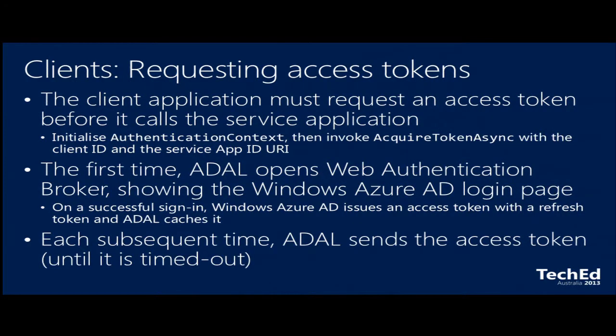The client application nonetheless has to acquire that token. That's an asynchronous operation. If it's acquiring that token for the first time, it will pop a login page to the end user. It's actually hosted inside a web browser control, and I'll show you that in a minute. The end user has to sign themselves in before the client application can act on their behalf. Each subsequent time that the client application wants to call a service application, it just resends the access token that's been previously acquired, and we'll refresh it if it has timed out.